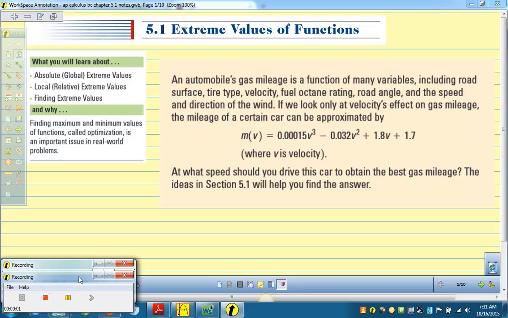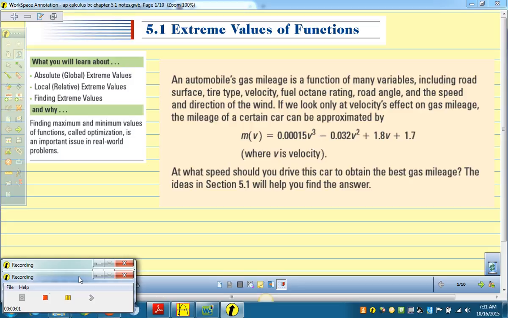At what speed should you drive the car to obtain the best gas mileage? So we are trying to optimize the gas mileage, or to maximize the gas mileage. Get the most miles per gallon of gas. And so we will use calculus to analyze this function to find out what velocities you should drive at to get the highest gas mileage.